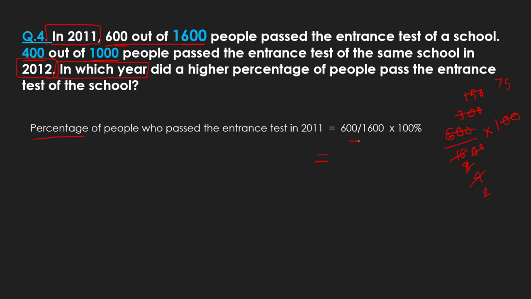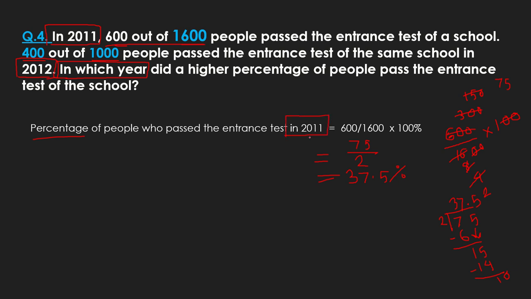75 divided by 2. 3 is 2 times 1, we subtract and bring down 5, so 7 is 2 times 3, and if I subtract, it will be 1. Put a point here and a 0, so 10 is 2 times 5. So we got the answer, 37.5. That is the percentage of people who passed the entrance test.